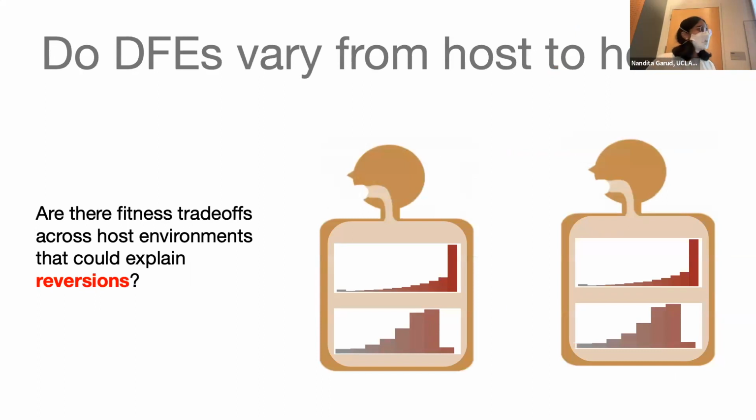In fact, we've been basically looking at this DFE using kind of an average across hosts. It could be that DFEs are varying from host to host. What is beneficial to me might be really deleterious for you. And remember, in infants, we saw those reversions. Maybe what's beneficial in mom is bad in baby. So there could be fitness trade-offs that would be very interesting to explore.